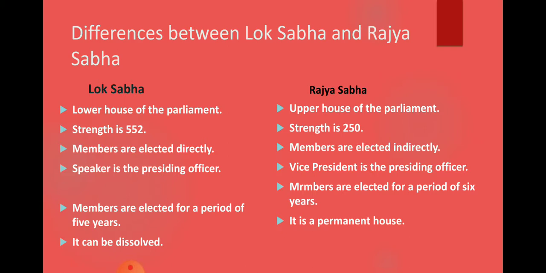Then next difference, fifth one is regarding the term of office. Members of Lok Sabha are elected for a period of 5 years, whereas the members of Rajya Sabha are elected for a period of 6 years. The last one, Lok Sabha can be dissolved. It can be dissolved after completing the normal time of 5 years, or if a motion of no confidence is passed against the Council of Ministers. But Rajya Sabha is a permanent house. It cannot be dissolved in any circumstances.